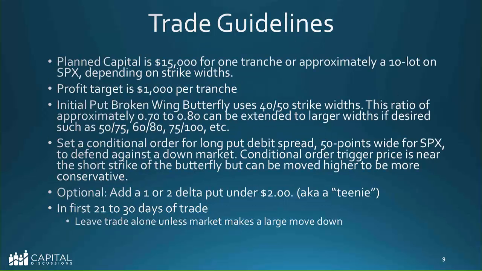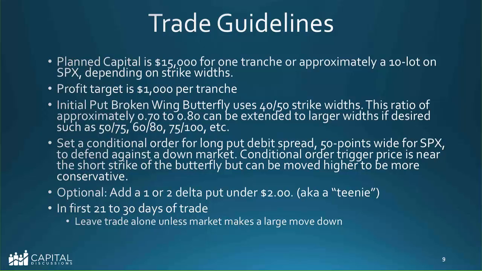The guidelines, we're using about $15,000 of capital for a tranche. Tranche is French for slice, and that's basically like a unit, if you will. So one tranche or one unit is approximately a 10 lot. It depends on your strike width. So if you're using a 40-50 strike width, then that's about maybe an 8 or 10 lot. And if it's farther, say a 50-75 or 75-100, it might be a 6 lot or a 5 lot. You just have to play around with it.